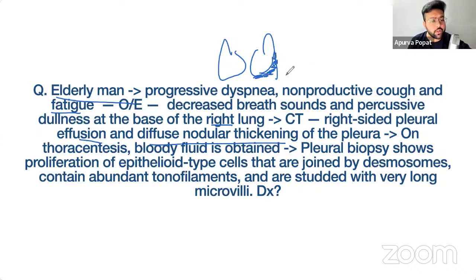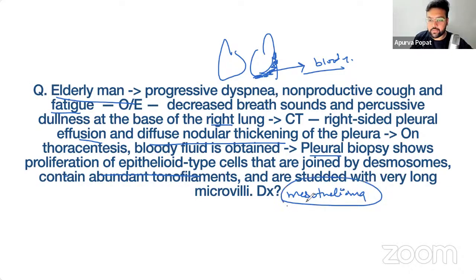You do the thoracocentesis, you aspirate the pleural fluid, you see bloody fluid. Pleural biopsy is showing proliferation of epithelioid type of cells that are joined by desmosomes, contain abundant tonofilaments, and are studded with long microvilli. This is a giveaway. What's your diagnosis? Mesothelioma. Very good, Yashasvi. Excellent. This is mesothelioma.